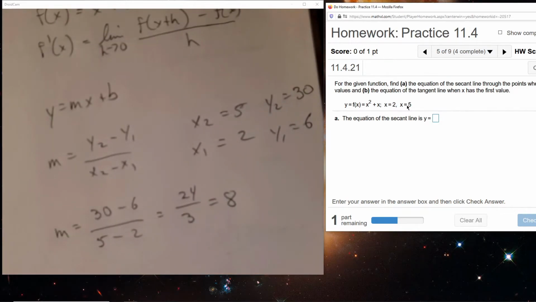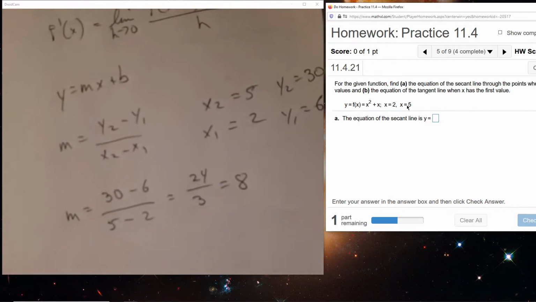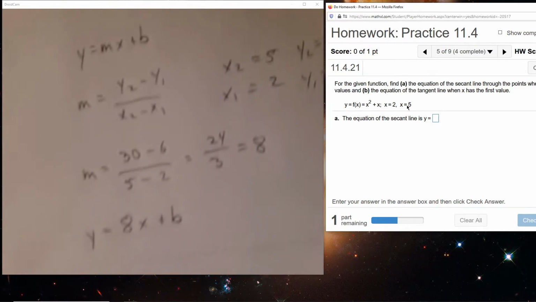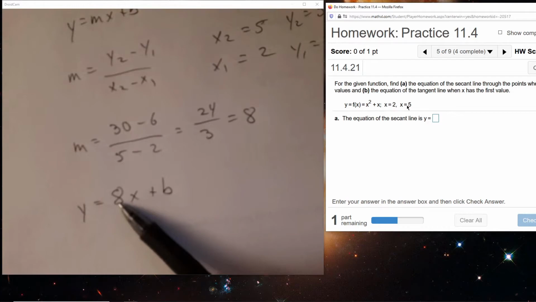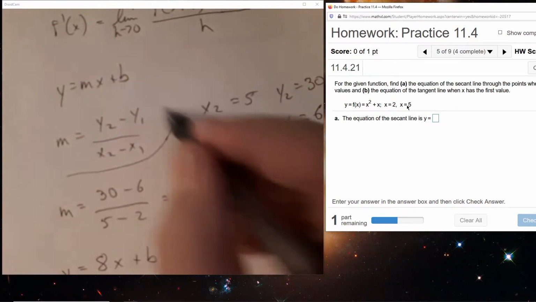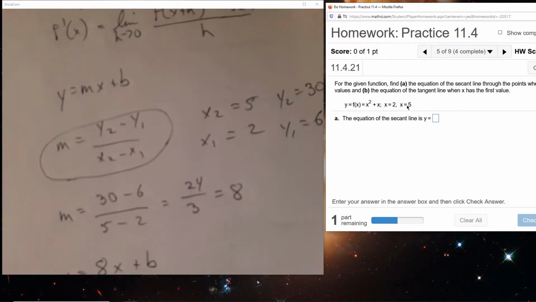Eight. So the slope of our secant is 8. So this is what we have so far. We just figured out the slope is 8, the slope of the secant line. This is the actual secant line we're trying to figure out. And again, the slope of the secant line is just your traditional old slope formula.